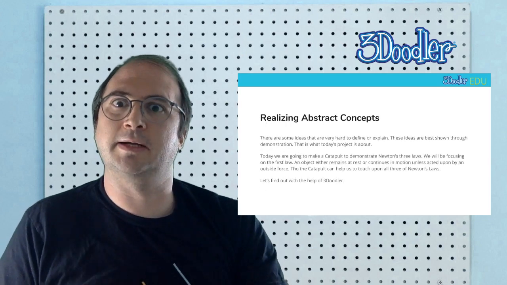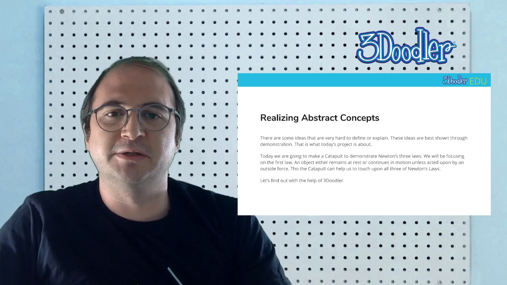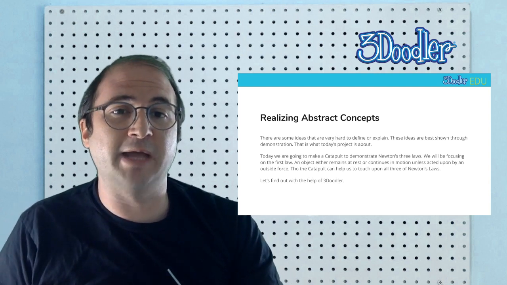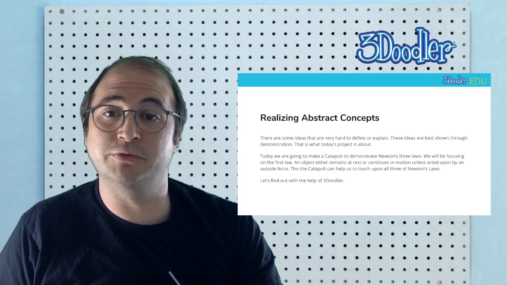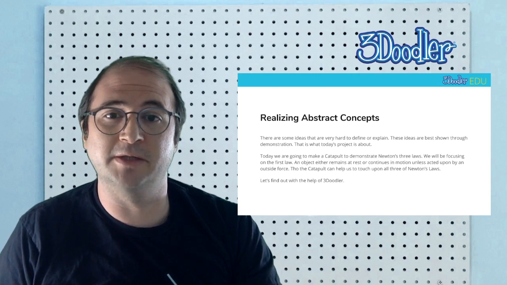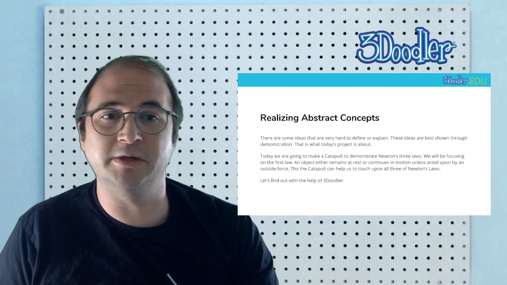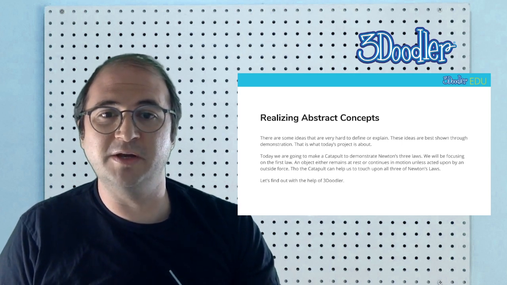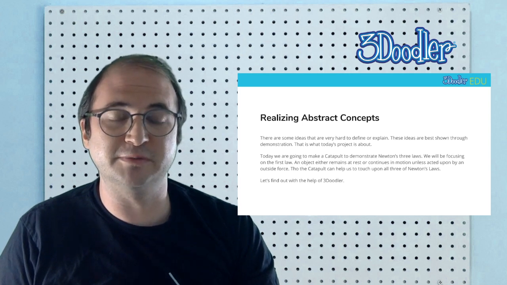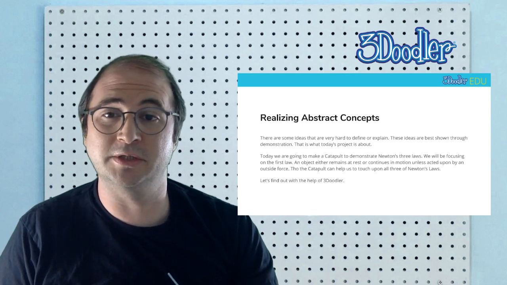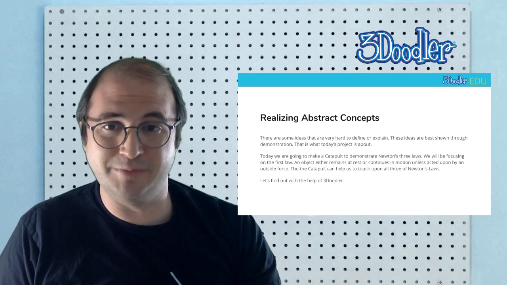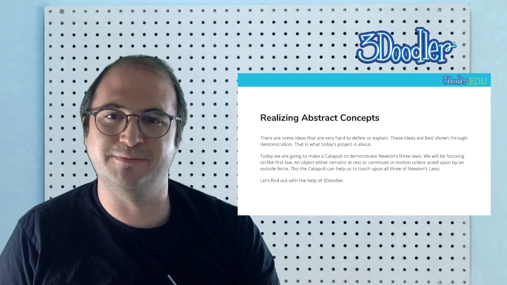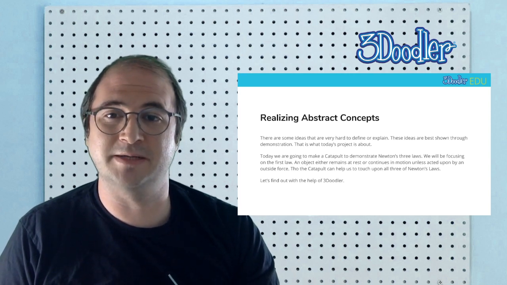Realizing abstract concepts. There are some ideas that are very difficult to capture or explain by simply talking about them, and these are often better shown through demonstration, which makes them easier to comprehend. So we're going to do the catapult to demonstrate Newton's three laws. The first law is an object in motion will remain in motion unless acted upon by an outside force. The second law is force equals mass times acceleration.